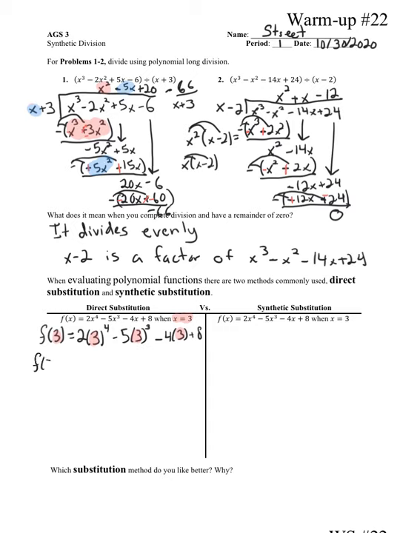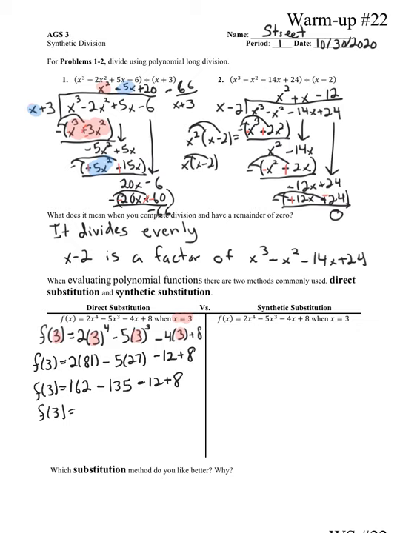So this f of 3 becomes 2 times 81 minus 5 times 27 minus 4 times 3 is 12 plus 8. 2 times 81 is 162. Negative 5 times 27, that is, what is it, 135? Minus 12 plus 8. And then we can simplify this. So this is what direct substitution looks like.